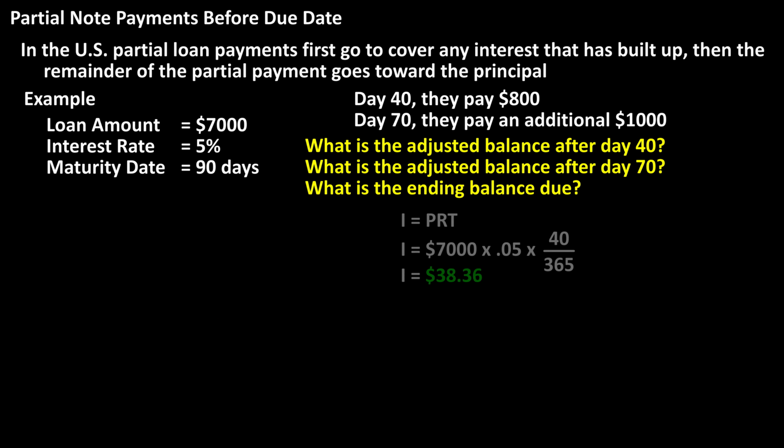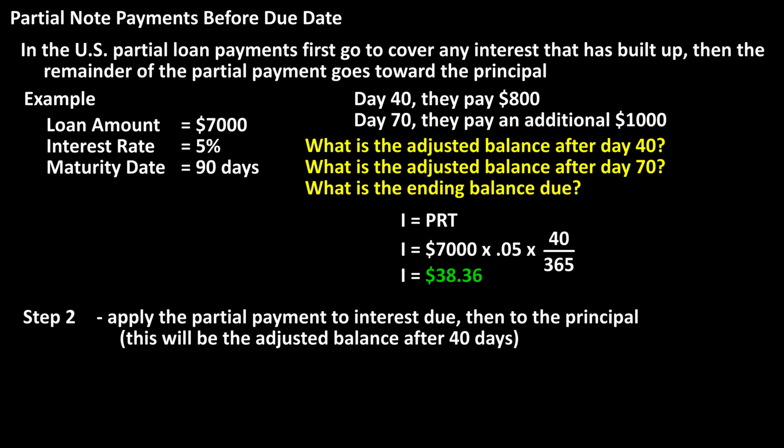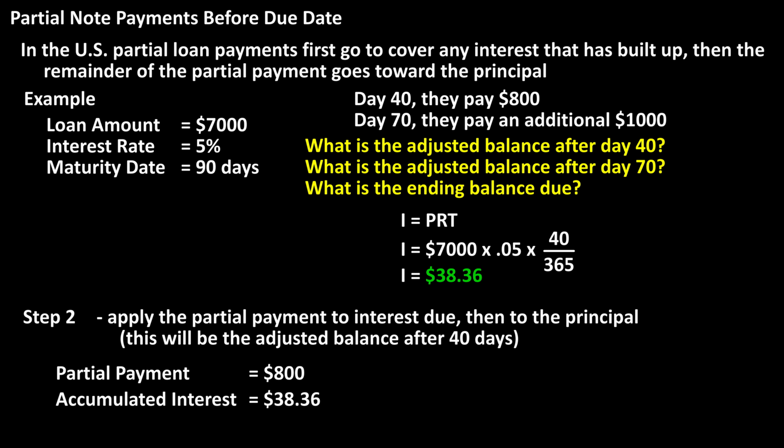Now for step 2, apply the partial payment to the interest due, then apply the remainder of the payment to the principal. And this will give us the adjusted balance after the $800 payment on day 40. So we have a partial payment of $800. We first deduct the accumulated interest of $38.36 from that $800, which equals $761.64.